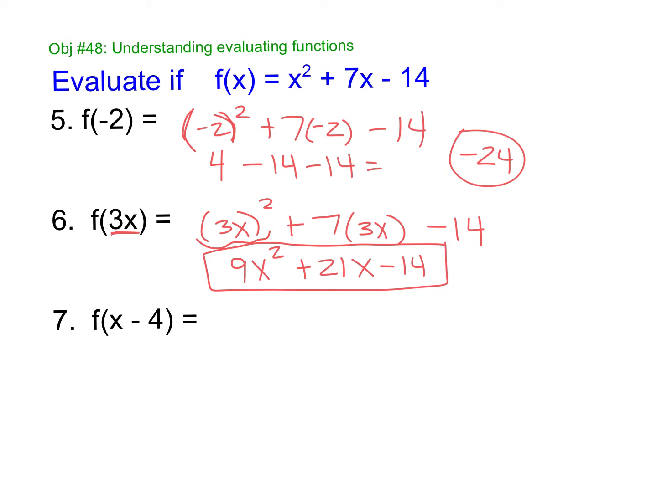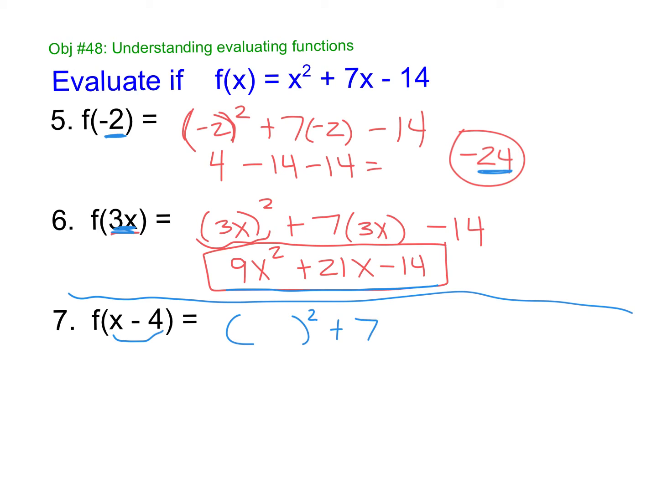This is our answer. So when we're plugging in a variable, there are variables in our answer. When we're plugging in just a number, there is just a number in our answer. So in 7, we're plugging in an x. We're going to have an x in our answer, so expect that. So again, I'm going to start with my parentheses squared, plus 7 parentheses, minus 14. What goes in the parentheses? x minus 4.